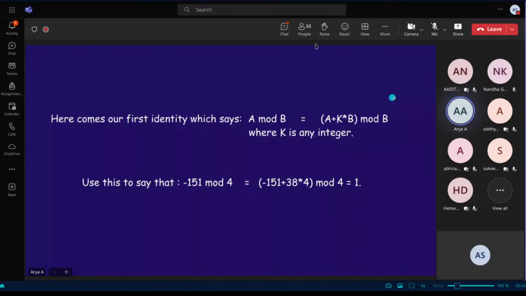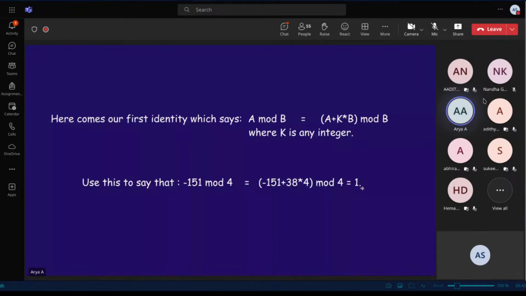Now why are we using it here? If the number is positive, it's pretty direct. But if the number is negative, it's slightly confusing. So let us become comfortable by converting this into a positive number first. I am adding a multiple of 4 to minus 151. The closest one will be 38 into 4, which is 152. So if I compute this result, it's 152 minus 151, which is 1. So 1 mod 4 is 1. So the answer has to be 1.